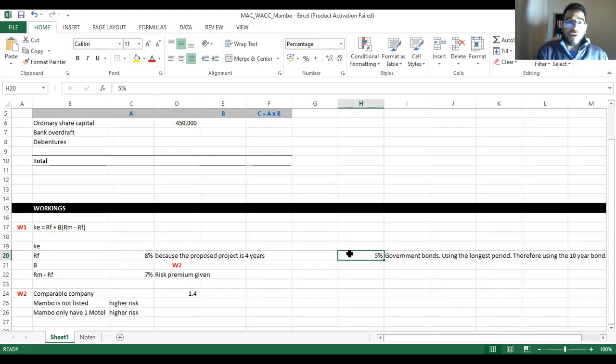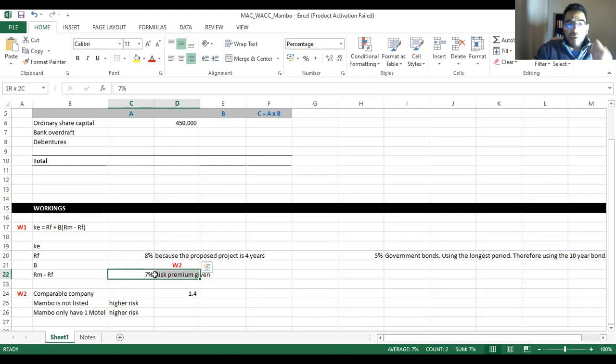So you need to find out from your lecturers. Must you always use relative to the project, or is it only specifically in this case? Okay, so find out and then let me know. So that's why we're using 8%.